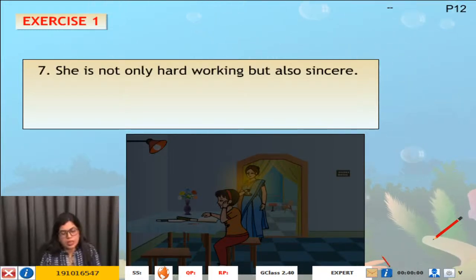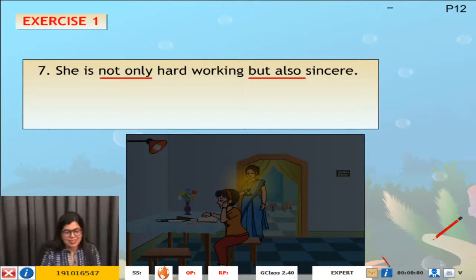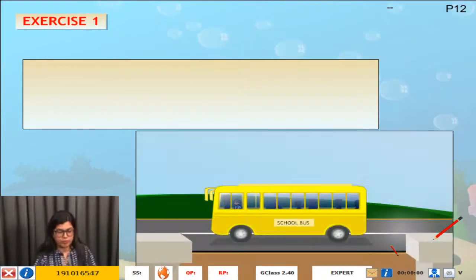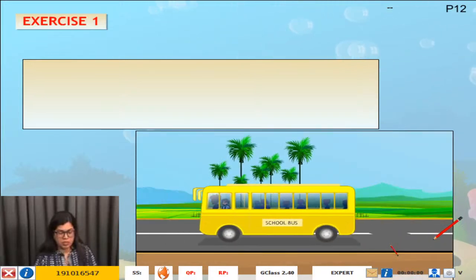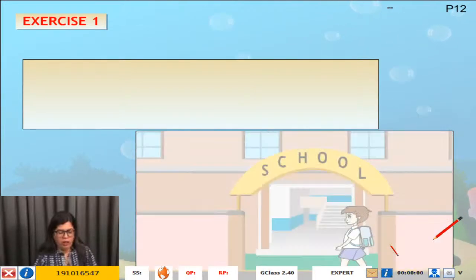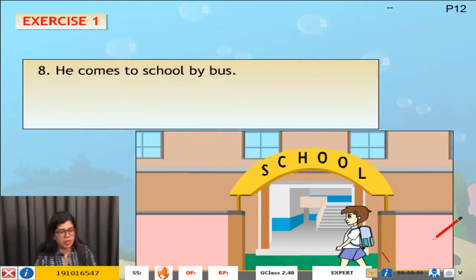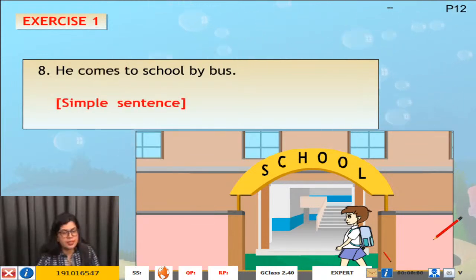Okay, she is not only hardworking but also sincere. What type of sentence is this? Yes, again we have 'not only but also', so this is also a compound sentence. Okay, here we have a school bus. The school bus is going towards the school, and yes, it has reached the school. He comes to school by bus. Here we have 'comes'. What type of sentence is this? Yes, it's a simple sentence.